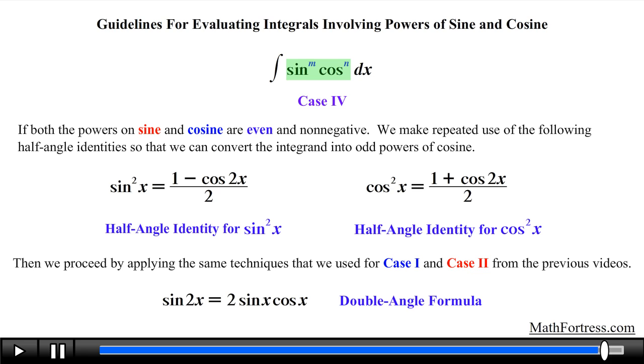This is the fourth and last case that we will cover in this video series of integrals that contain powers of sine and cosine that are greater than or equal to 0. Alright, now that we know how to use our new identities to solve even-powered sine and cosine functions, we are ready to solve integrals that contain products of sine and cosine that contain even powers. In our next video, we will cover slightly more complicated case 4 integrals.